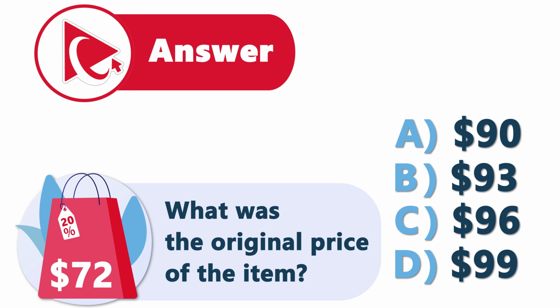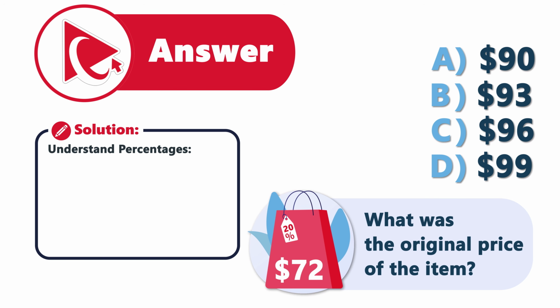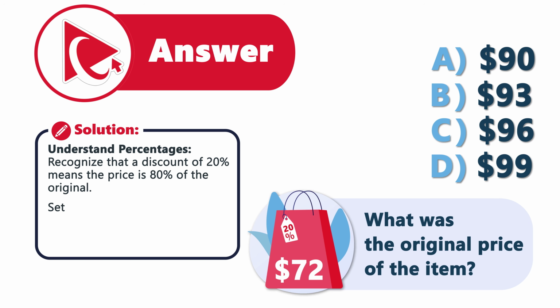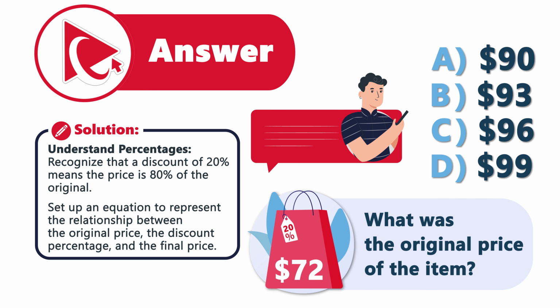The key to solving this challenge is to understand percentages. You need to recognize that a discount of 20% means that the price is 80% of the original. Let's set up an equation to represent the relationship between the original price, the discounted percentage, and the final price. There are 2 types of equations that you can set up, or maybe more. Maybe you can think of some more and share them in comments.